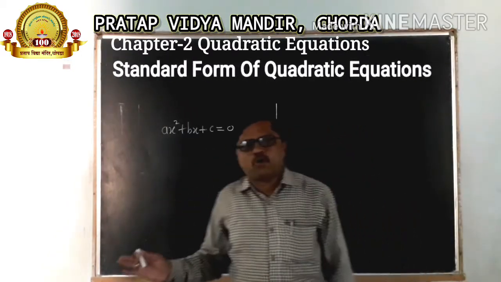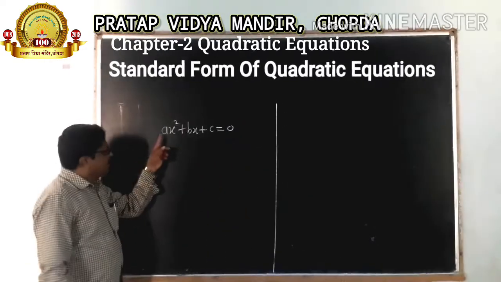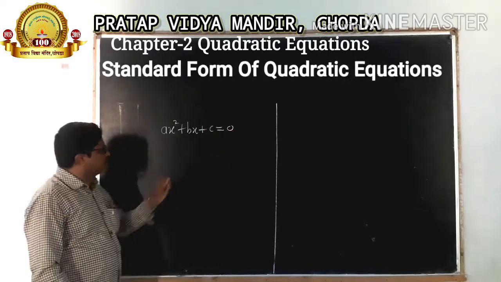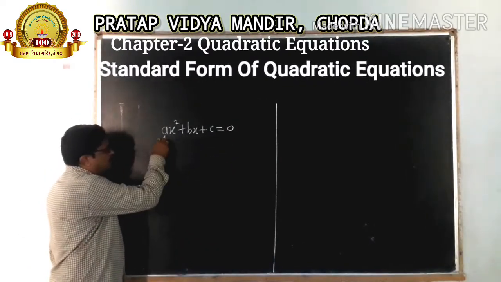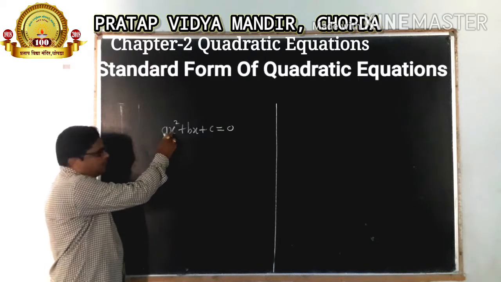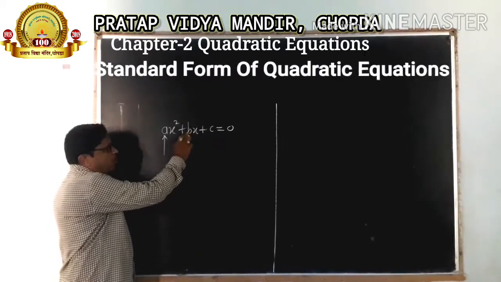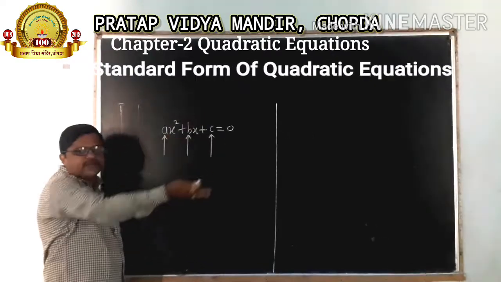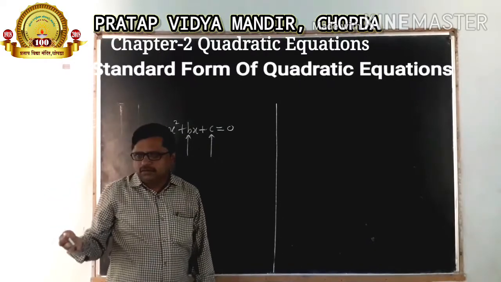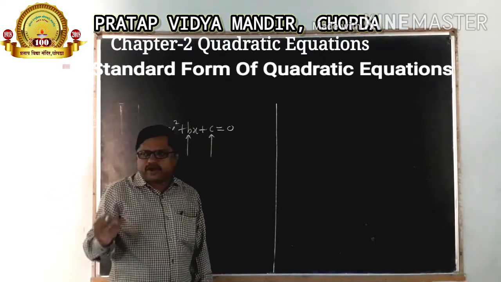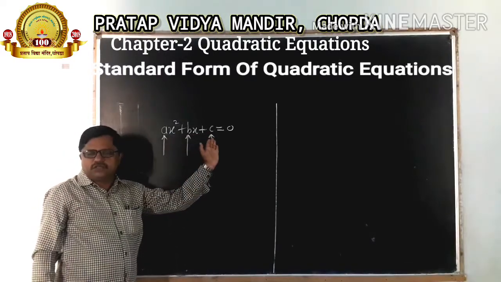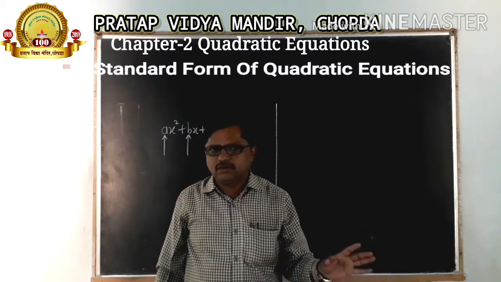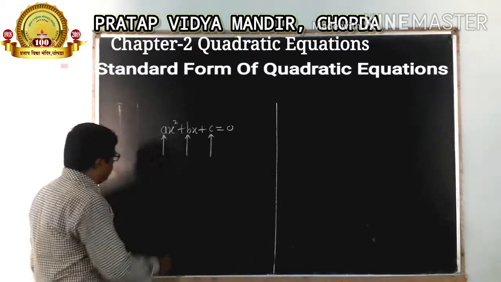And what is the standard form of a quadratic equation? Here, ax square plus bx plus c equal to 0. In this equation, a is called the coefficient of x square, b is called the coefficient of x, and c is a constant term, and on the other side 0 is there. The method of writing a quadratic equation in this form is called the standard form of a quadratic equation. Now we can see one example.